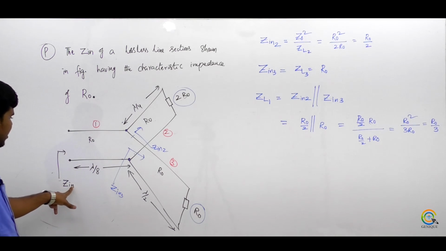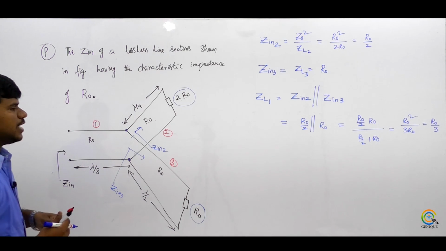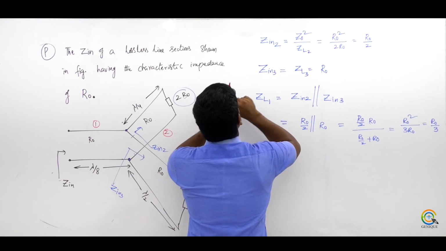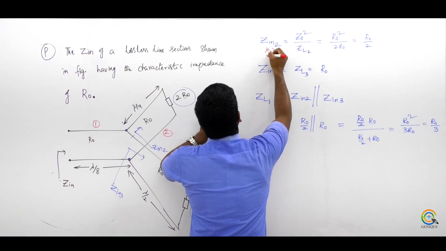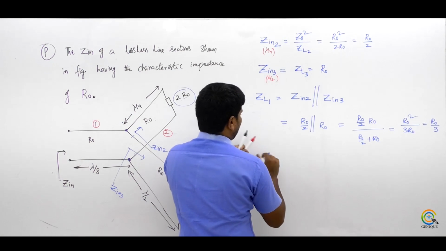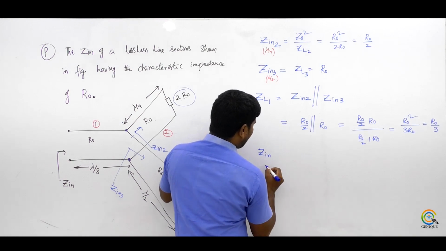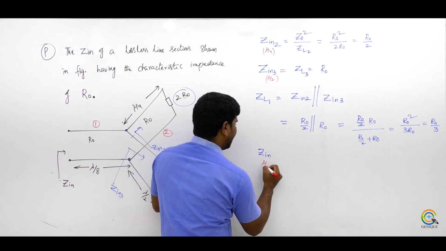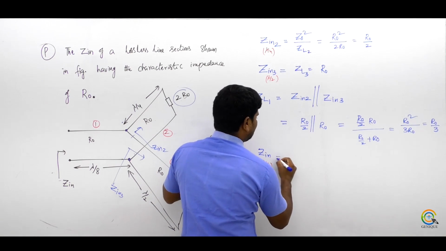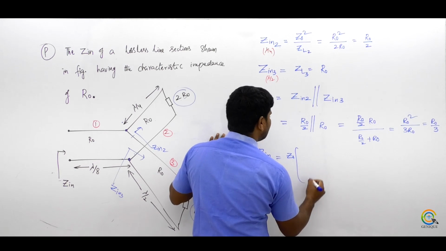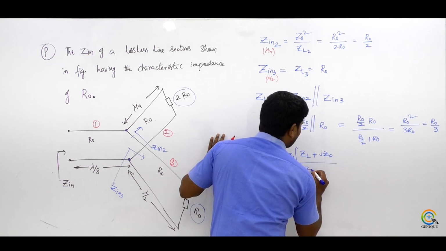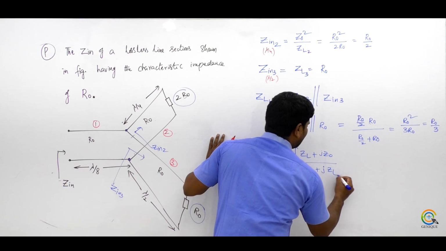Now it is a lambda by 8 line. So you can find the Zin of the lambda by 8 line. The Zin of the lambda by 8 line we already know. It is equal to Z0 into ZL plus jZ0 divided by Z0 plus jZL.